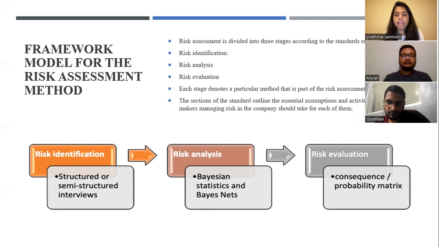The sections of the standard outline the essential assumptions and activities that the decision makers managing risk in the company should take for each of them. From the above diagram, the risk assessment stages and strategies utilized for extra work on railroad development investment are represented. The data will be evaluated using a network known as a Bayes network, which allows for modeling with a high degree of uncertainty based on cause and effect. The resulting probability network will be used to survey risk, allowing us to clearly establish the amount of risk and carry out actions aimed at reducing it.